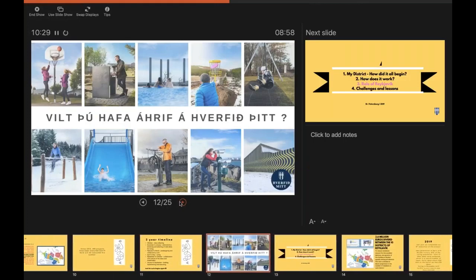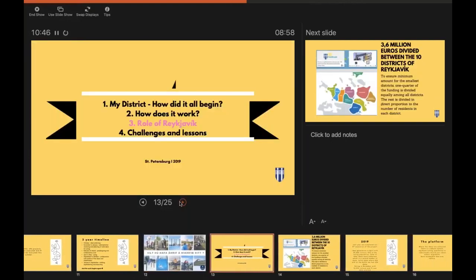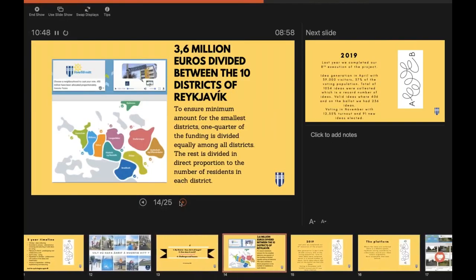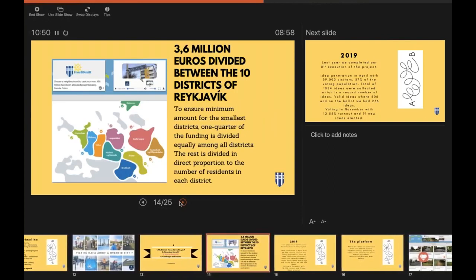Here are some new pictures of our project, which have been implemented. Some of our campaign material. The role of Reykjavík. Here we have the picture of the platform again.